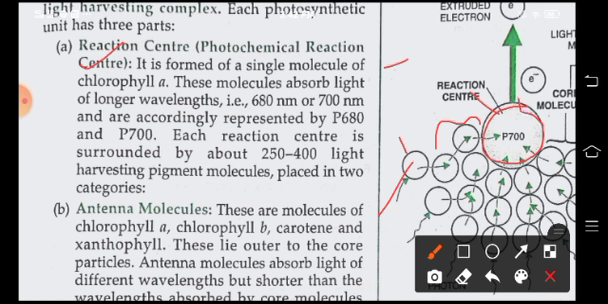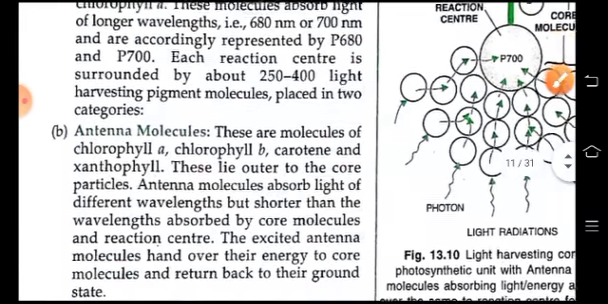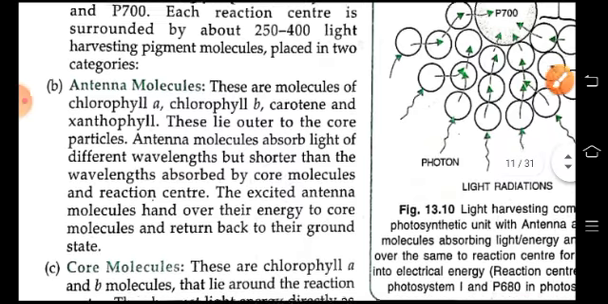Now these molecules absorb light of longer wavelength, that is between 680 to 700 nm, and accordingly they are represented by P680 and P700. That means photosystem 680 and photosystem 700. Now this reaction center is surrounded by about 250 to 400 light harvesting pigment molecules, which are placed in two categories: the antenna molecules and the core molecules.